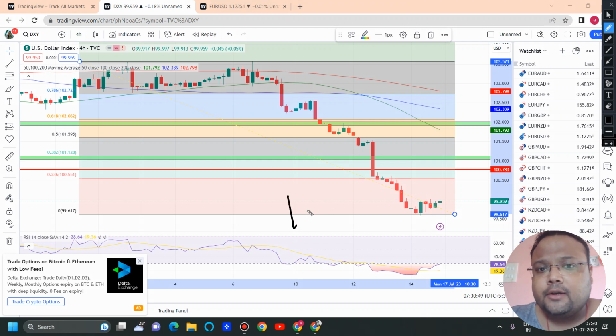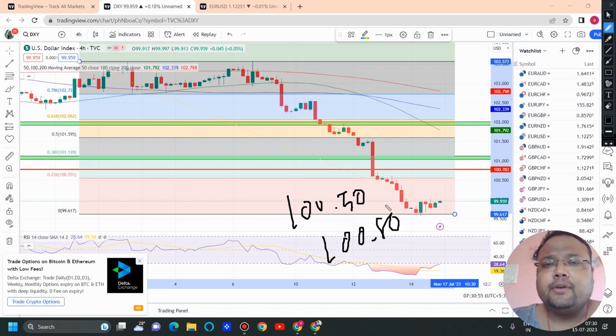Once the market hits the 100.50 mark or 100.80 mark, things will be a little bit difficult, or very difficult, for DXY again, because we have sellers sitting around these areas. We already know it very well, we can see it very well, that this market is under the dominance of sellers. Sellers are dominating this market.